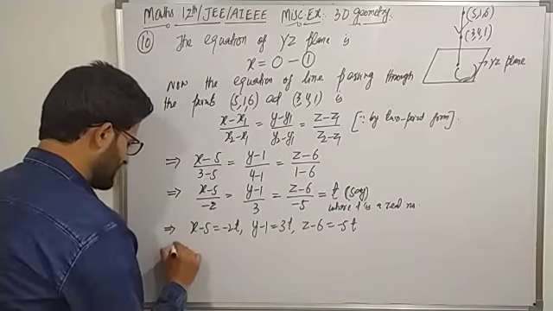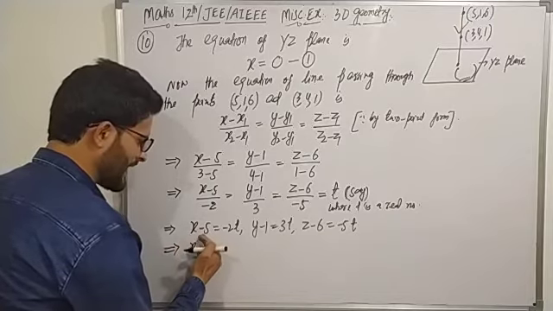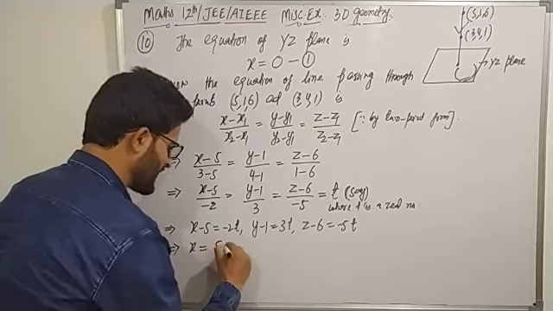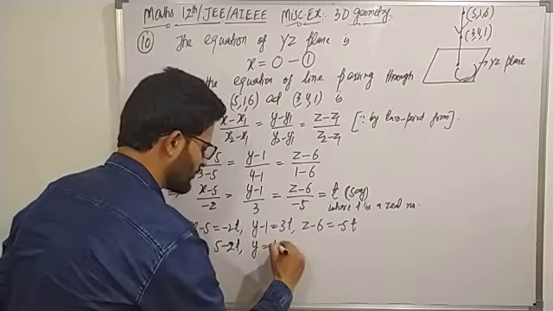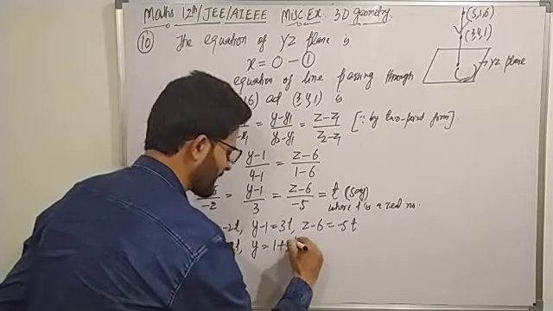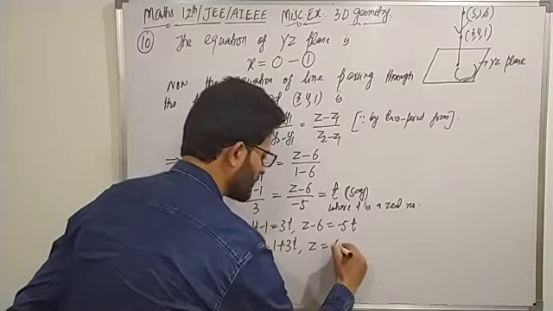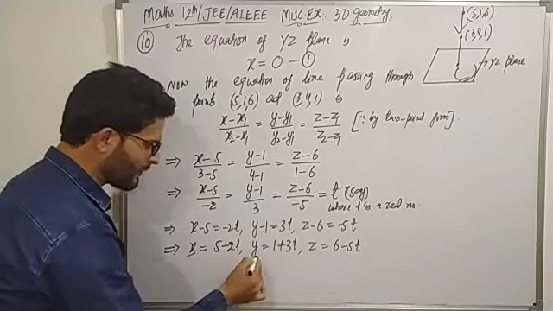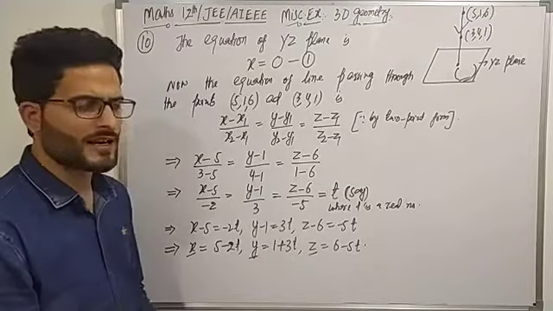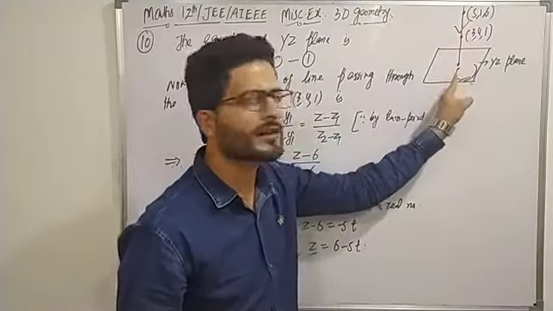So this can be written as x is equal to 5 minus 2t, taking the minus 5 to the other side as plus 5, y is equal to 1 plus 3t, and z is equal to 6 minus 5t. So we have actually got the value of x, y and z, but what are x, y and z? Coordinates of any point lying on the line.